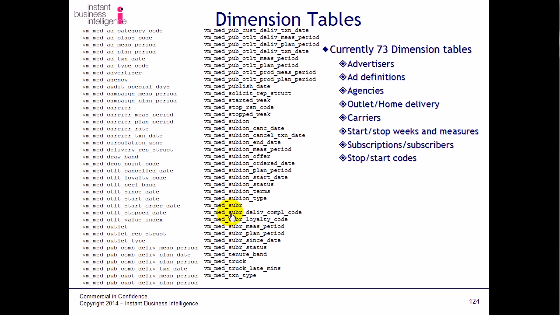So subscribers, the delivery completion code for the subscriber, the loyalty code for the subscriber, the subscriber status, the subscriber band, and the tenure band for the subscriber. Then of course there's the truck which delivers things, the actual truck. Carrier over here is the name of the organization, not the individual truck. So a carrier may have many trucks that they use to deliver things with. And then media transaction type. So they're the dimension tables in BI4 Media.